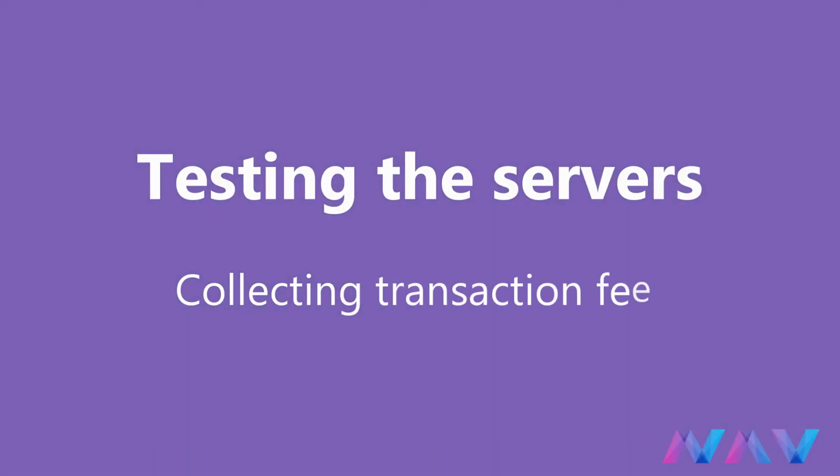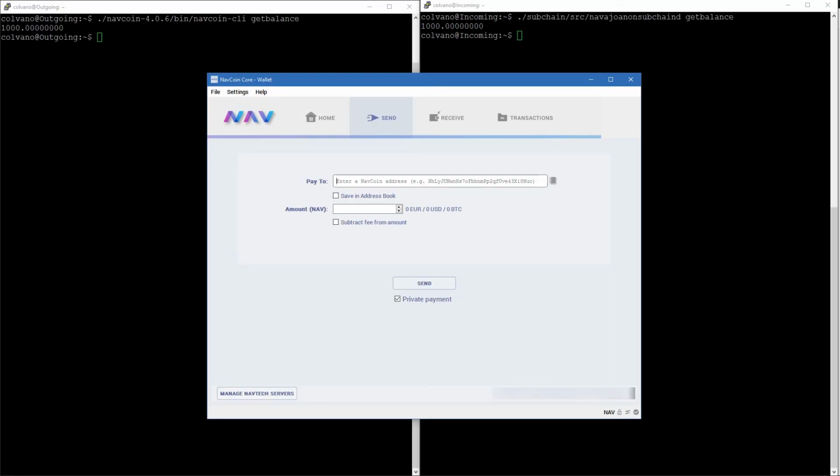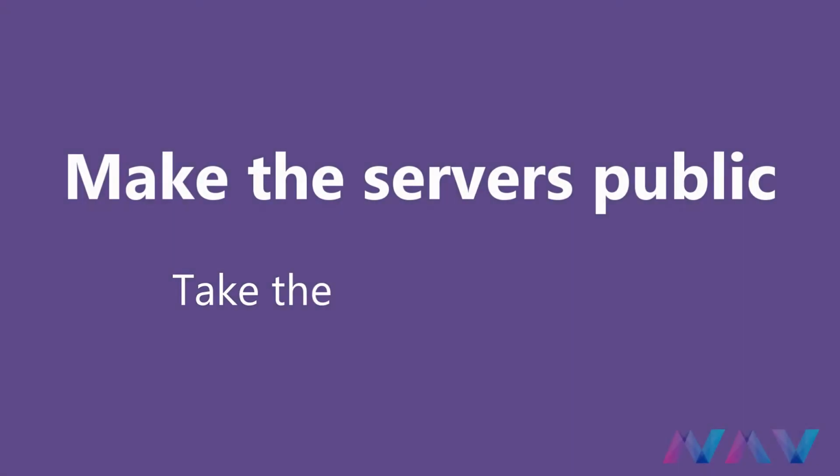From time to time you can check your outgoing server for collection of fees. On the outgoing server, just run the getbalance command for the NavCoin Core and you'll see what the amount is in the Nav Pool. Everything more than the size of your Nav Pool is collected fees. Once the amount of collected fees reaches the threshold you have set to send out the NavTech fees to your wallet, they will be automatically sent.